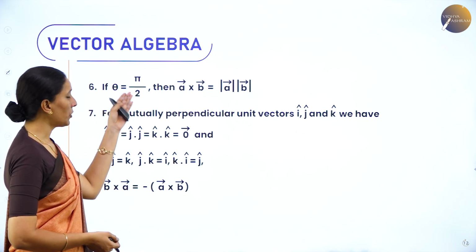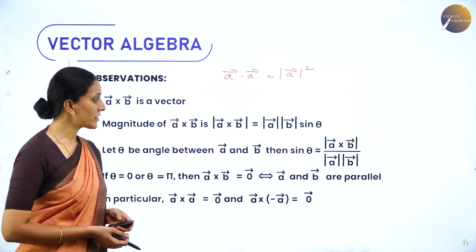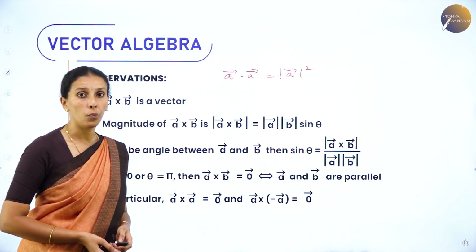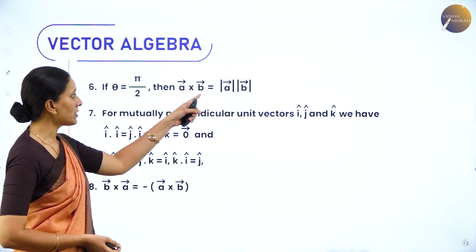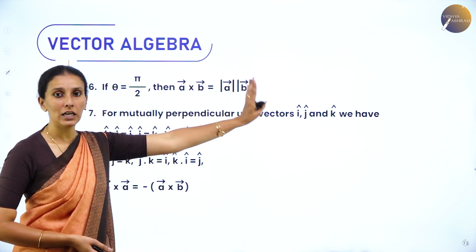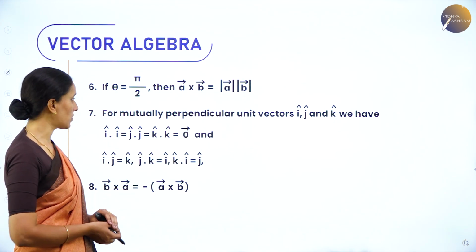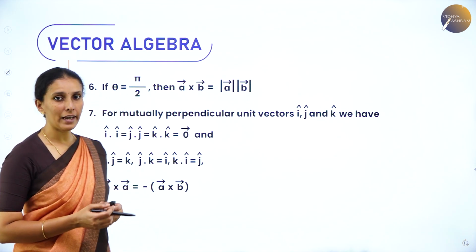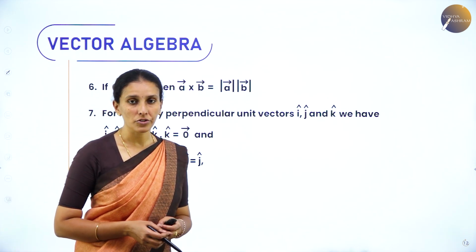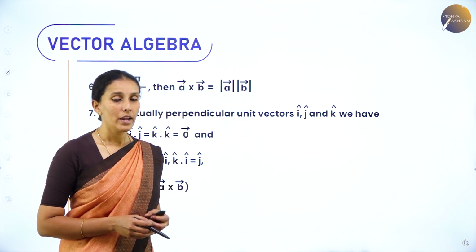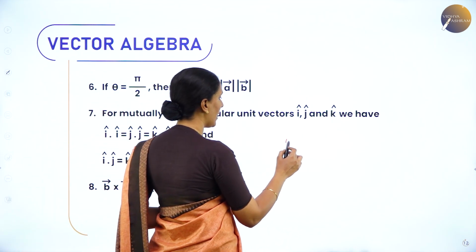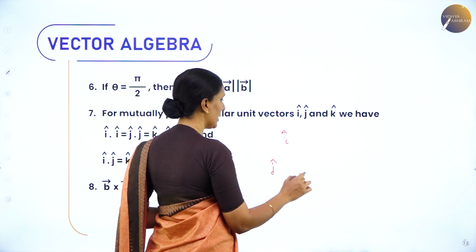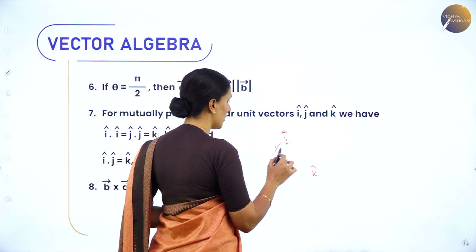Next, if theta is equal to pi by 2, we know that the value of sine theta will be equal to 1. So therefore, the cross product is equal to just the product of their magnitudes. So for mutually perpendicular vectors i, j, k, we have i cross i, j cross j and k cross k as 0, and i, j, k are arranged in such a way that we consider this cycle as i, j, k.